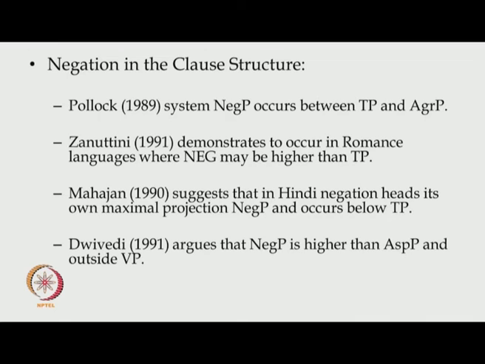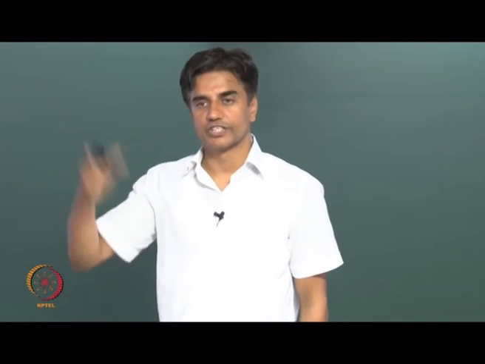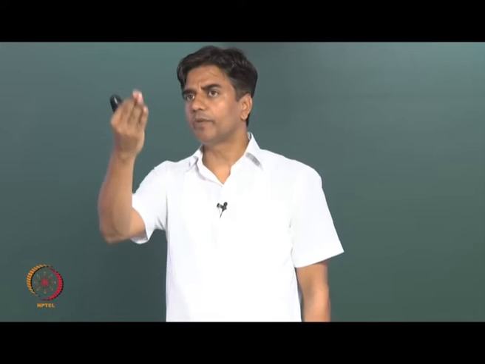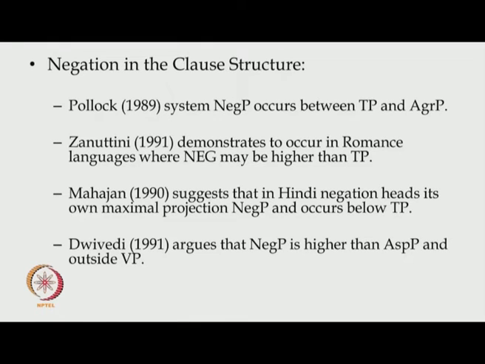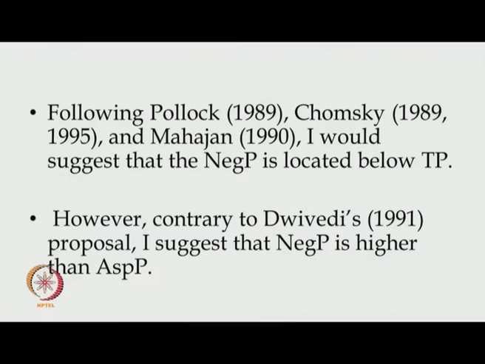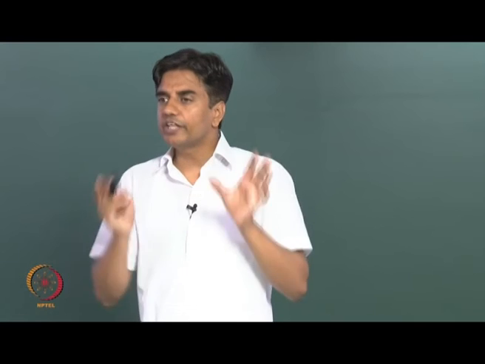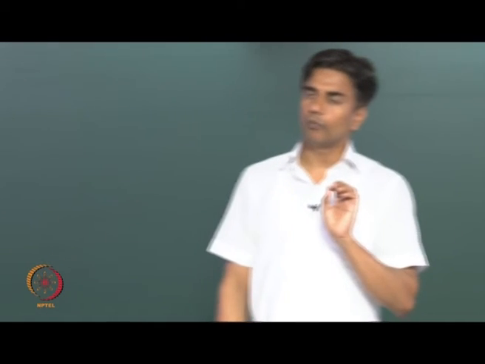I have already discussed this part with you. Where do negative items occur in the clause structure, right? There are different people like Pollock, Zanuttini, Mahajan, Dwivedi, many people have studied these things, and people have had different positions about the presence of negative items in the clause structure. What sounds very convincing is a combination of all that, not any one in particular. So, this is the point that I want to make to you.